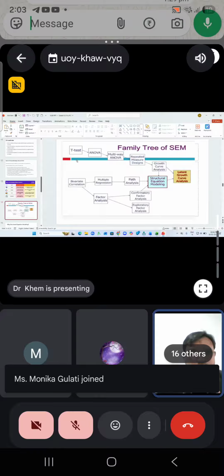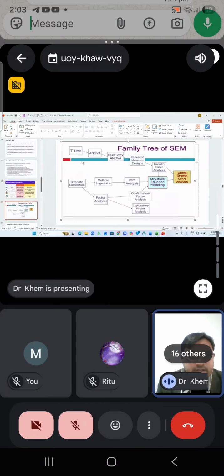Now the t-test is used when we want to find out the difference between two variables. And the t-test has three types. First is one sample. Second is independent sample, the two-sample test. Third is your pre and post analysis.